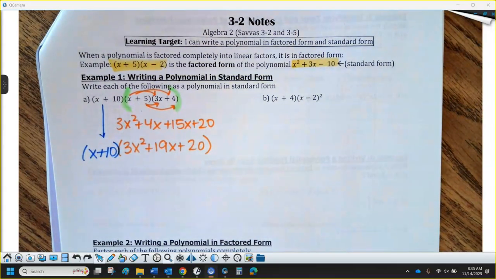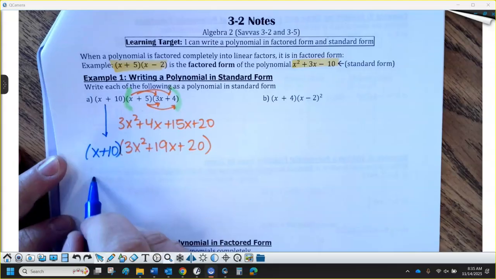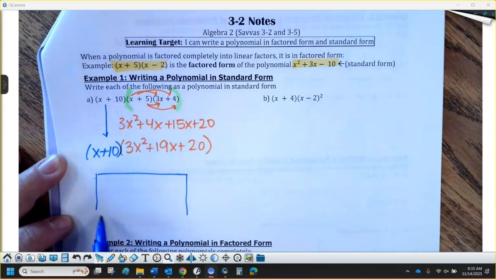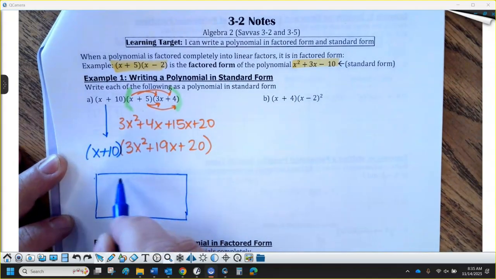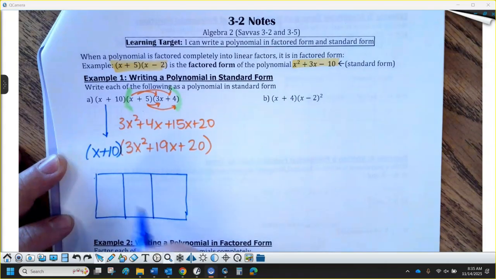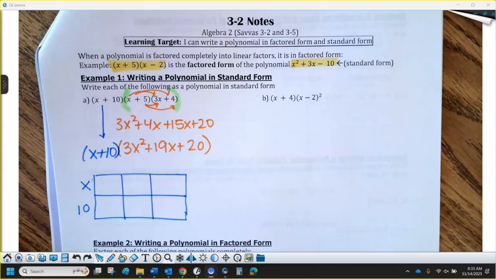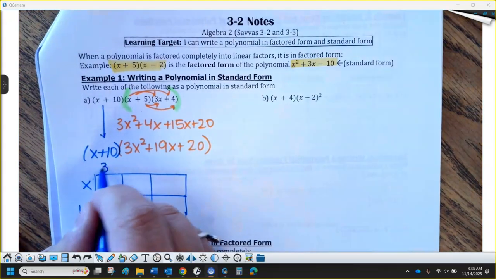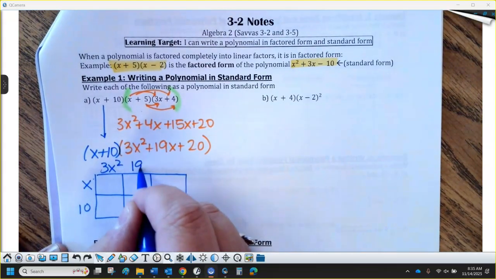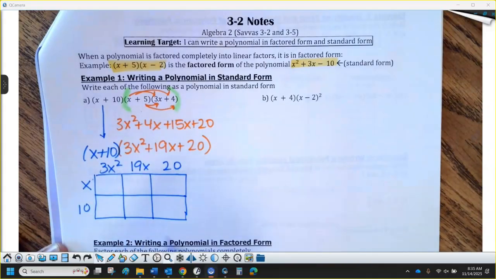And then this turns into problems like you guys saw yesterday. So again, if you like a box or if you like a FOIL, I did the FOIL at the beginning, so I'm just going to draw a little box. If you don't like the box, don't do the box. Do the little FOIL on steroids that we did yesterday. You have to multiply x by all three of the terms in that second set of parentheses, and then you also have to do that with the 10. So just multiplying this out.